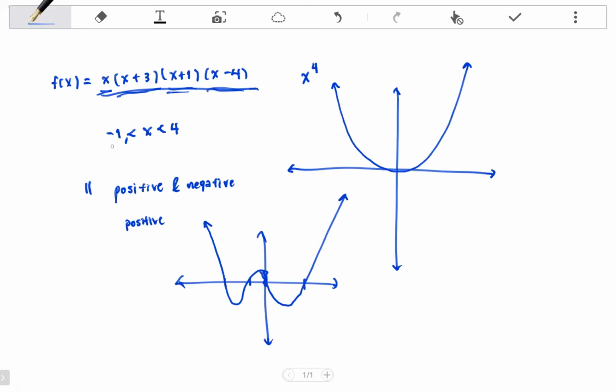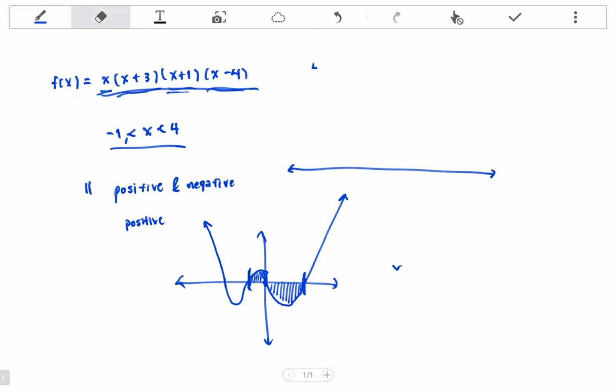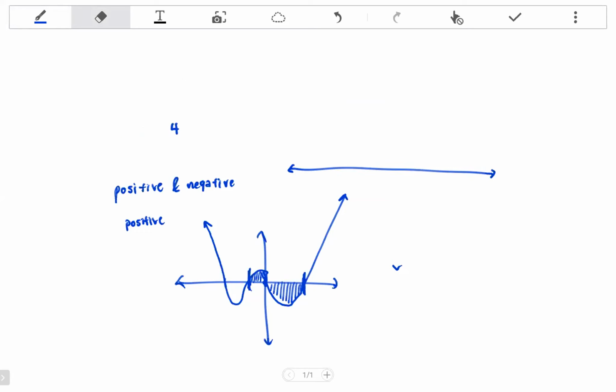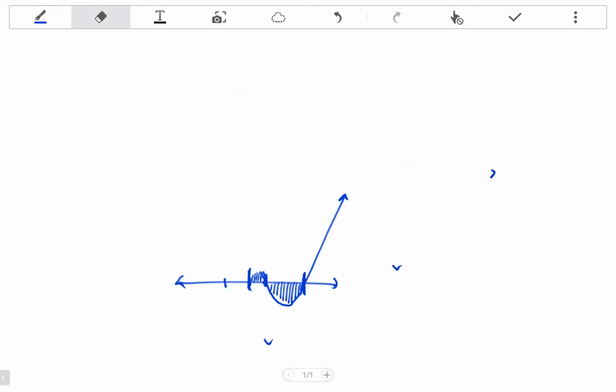And we're asked, what is it between -1 and 4? -1 is right here, 4 is right here, and you guys are right. There's a positive section here and a negative section here. Does everyone see that? So both is correct. The answer should be both positive and negative. Let's do one more and move on.